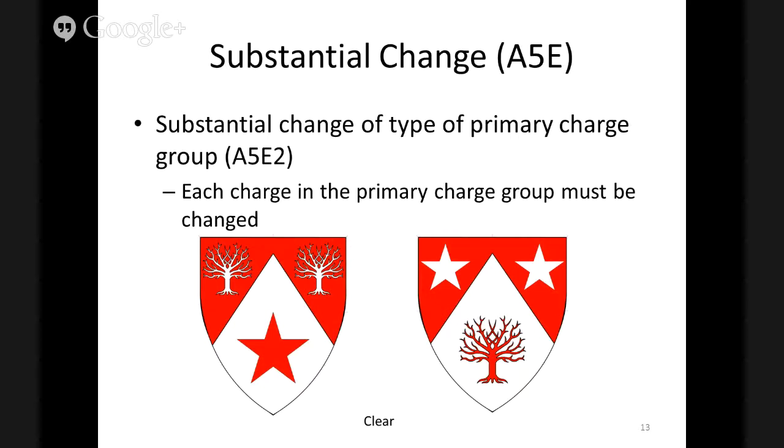Well, we've got trees and mullets, right? However, if we look at each charge in the primary charge group, have we changed the type of each charge looked at by itself? We have. So this is clear. Okay.